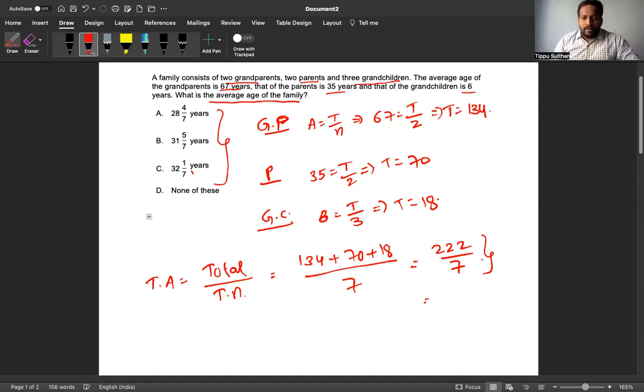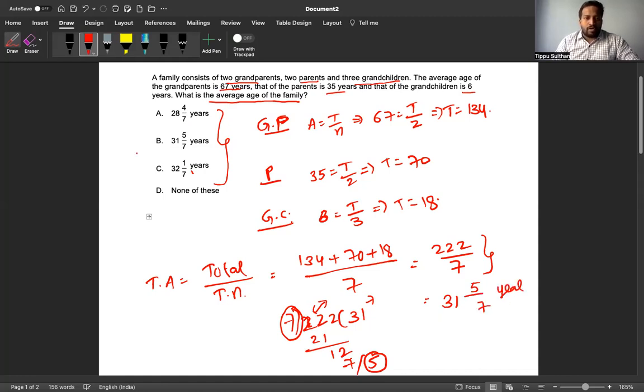Right. So to convert this into a mixed fraction, I'm assuming everybody knows this process. If not, I'm here to tell you, I'm your brother. Just check it out. 7 3s are 21, 7 1s are 7, remainder is 5. So 5 is the remainder, 7 is the divisor. This is the dividend, this is the quotient. So how do you write it, my dear friends? Basically 31 is your quotient, remainder is 5 divided by the divisor. Yes, this is how you are supposed to do these questions, guys.